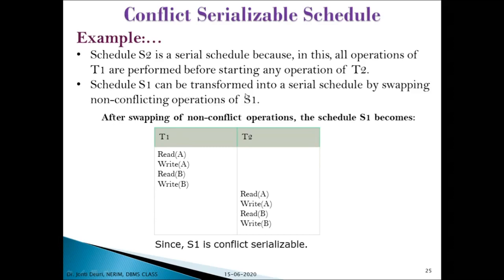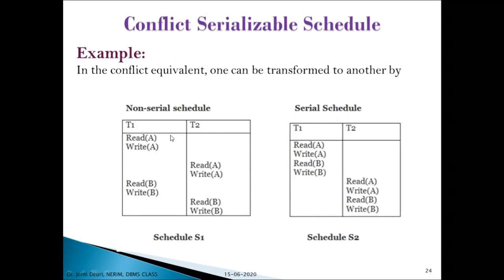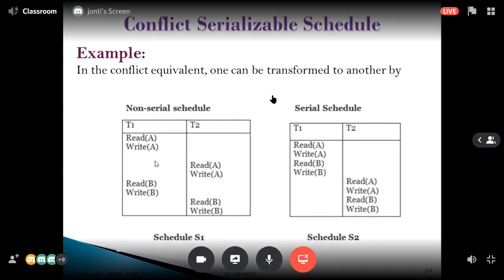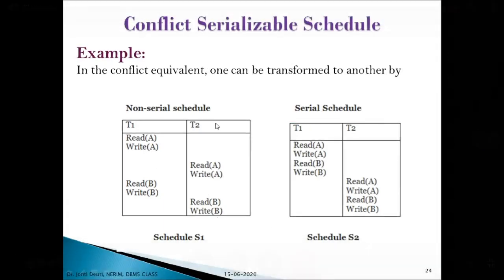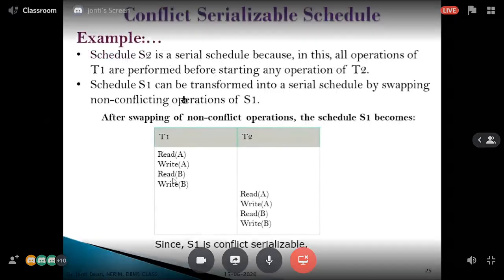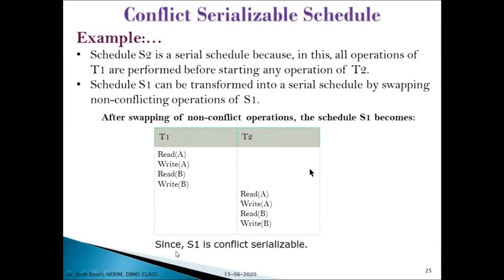Schedule S1 can be transformed into a serial schedule by swapping non-conflicting operations of S1. That we have already done. After swapping the non-conflicting operations, the schedule S1 becomes like this. So after this, it was a non-serial schedule, and we can transform it to a serial schedule. That will not change any of the results. So S1 is conflict serializable.